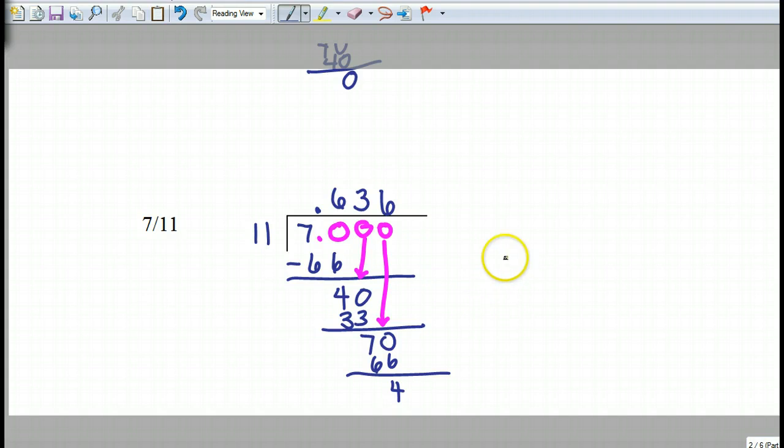We now see that. So we're going to write this like this. 0.63 repeating. We could do this until the end of age, until the cows come home. So it's just 0.63 repeating.